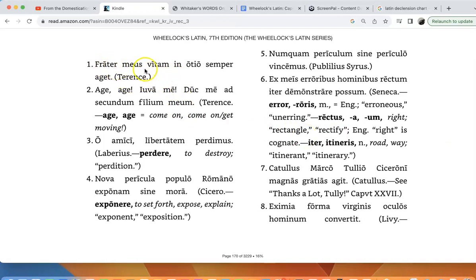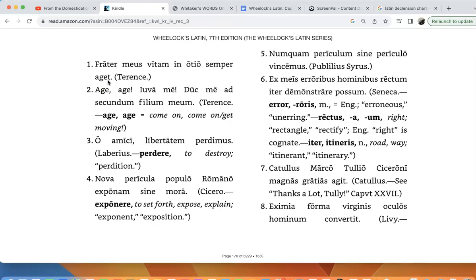So, unus frater meus vitam in otio semper aget. Terence, who is a major, all these are major Latin writers. So he is a comedian. So once again, we have to take perhaps this sentence with a grain of salt. It's probably doing just the opposite if we were to look in the context. So here we have frater. Of course, we think of fraternity, and sure enough, so my brother.